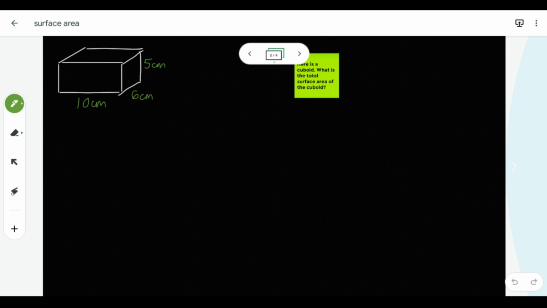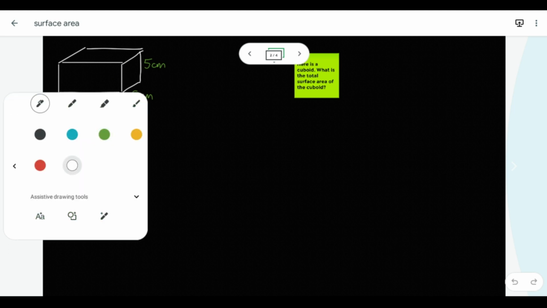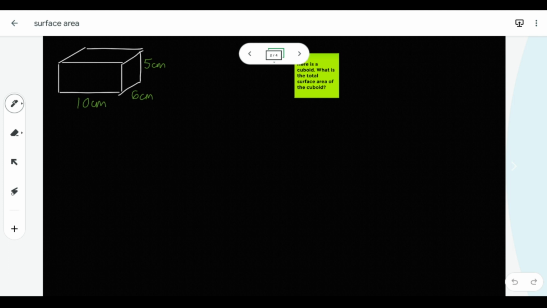This next question presents a cuboid and asks for the total surface area. So again, we need to work out the area of each surface and of course combine all of those areas together and give them a total surface area. So we start with finding the area of one surface. So we start with this surface, which is 10 by 5. Now, 10 times 5 is 50 centimeters squared. So that is your first surface.